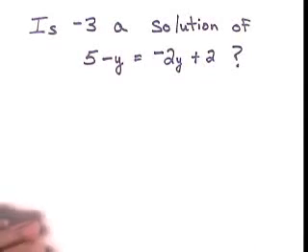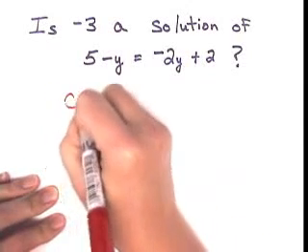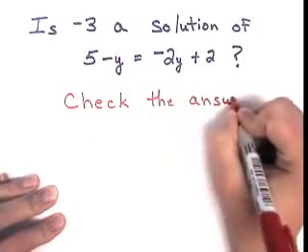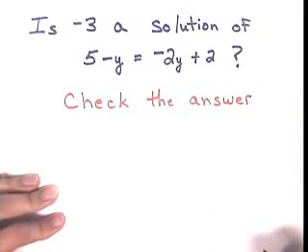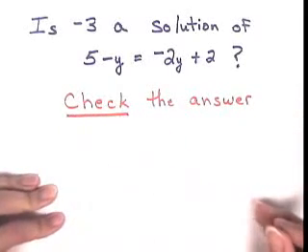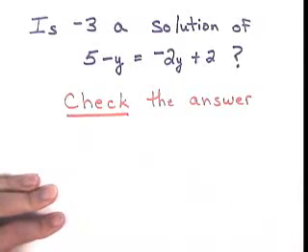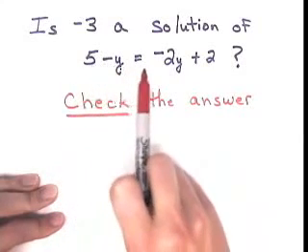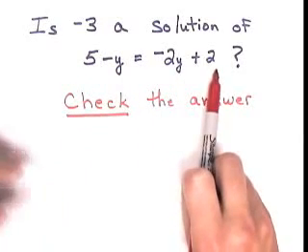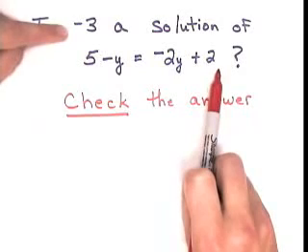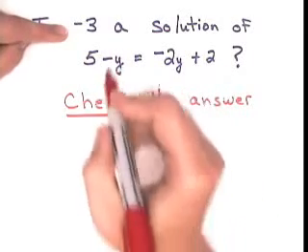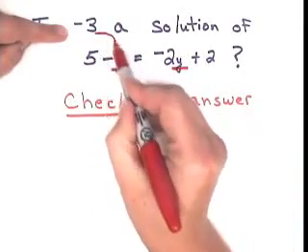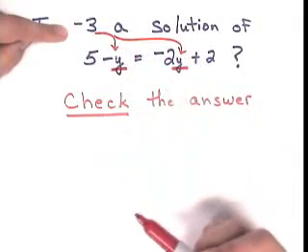So instead of asking you to solve, what this problem is really saying is check the solution or check the answer. And this is a very important skill in algebra because you'll be able to check every solution that you solve to an equation that has a solution. So what we're going to do is take the equation that we were given, 5 minus y equals negative 2y plus 2, and we're going to replace this value of negative 3 in our equation. We have the variable twice in the equation, so we're going to let negative 3 replace the y both places.